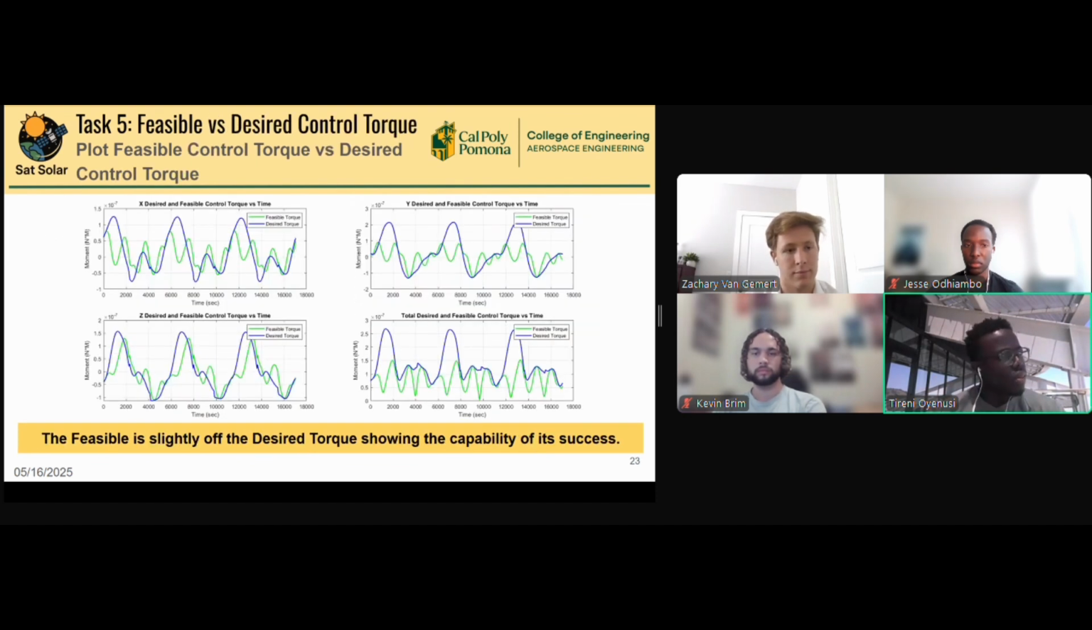In addition, we also have some really cool plots showing the desired versus our feasible control torques versus time. You see our feasible traces match the desired very well, aside from a few off moments due to some interference. And you see our total desired and feasible control torque versus time on the bottom right. And we can see its success.